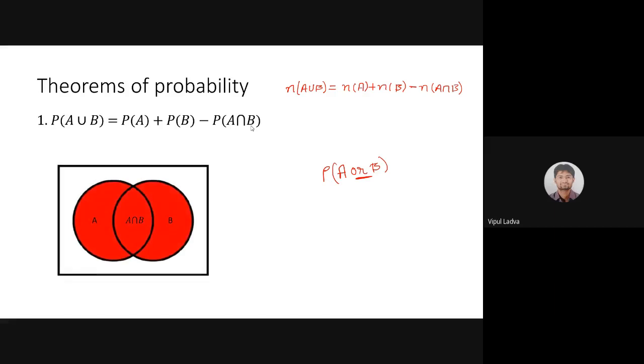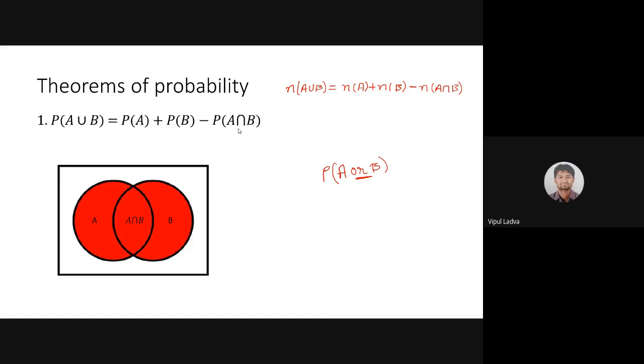The reason is this. When I'm counting P of A or B, this portion, A intersection B, will be counted twice: once in P of A, second in P of B. So finally, I have counted the A intersection B portion twice. So I need to subtract it once. That is the reason why I am subtracting the probability of A intersection B. Okay, hopefully we are clear with that. This is our first theorem, the first formula for P of A union B.